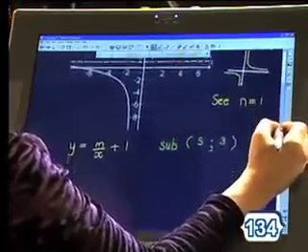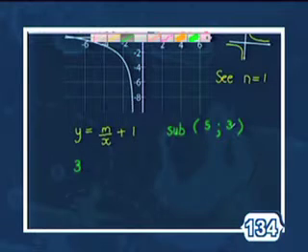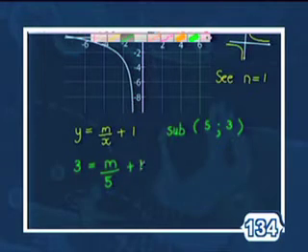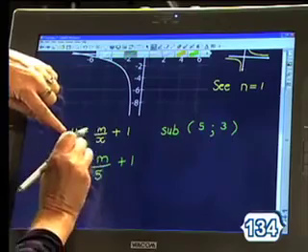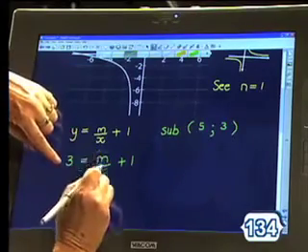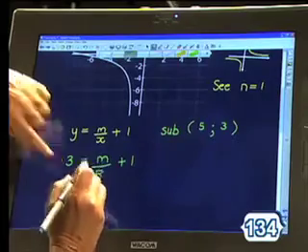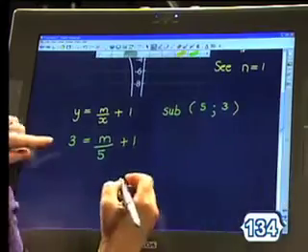Right, substituting in, we get 3 in place of the y is equal to m over 5 in place of the x, add 1. Now, can you see how magically what you've come from is an equation which had 3 variables, all of them being kind of mysterious, and now you've just got m. So what we're going to get is a common denominator of 5, I think, is going to help me here.